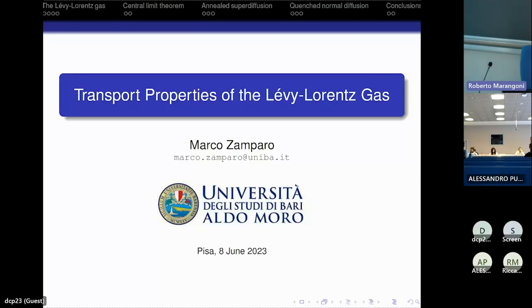Good morning to everybody. Today I'd like to talk about some mathematical results about the transport properties of the Lévy-Lorentz gas. Before starting, let me thank the organizers for this invitation that I really appreciate.